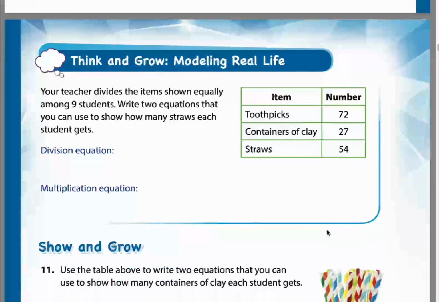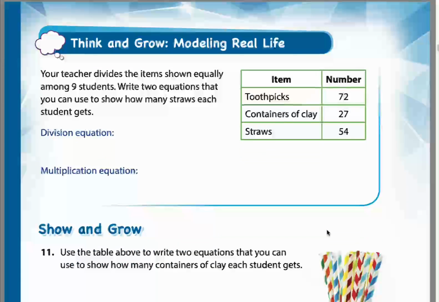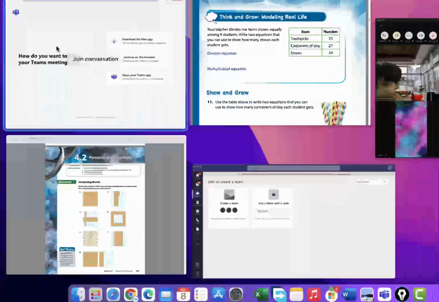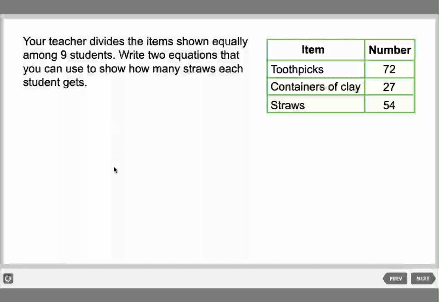In the next page, we have this question. Your teacher divides the items shown equally among 9 students. Write 2 equations that you can use to show how many straws each student gets. Okay, I will read the question again, but this time we need to focus on what we have and what we need to do.